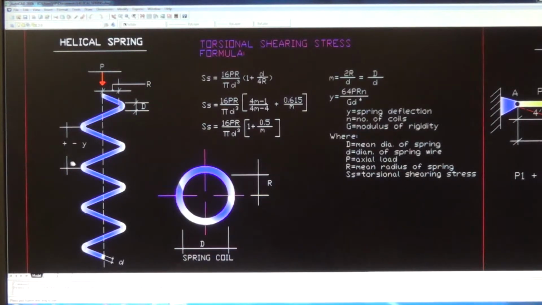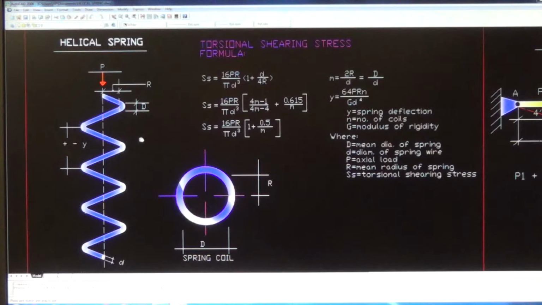Here's the helical spring. This is what the spring looks like when you're looking down, the top view of the coil. The R here is the radius, the internal radius of the coil, and D is the diameter. The Y here is the deflection of the helical spring when it's compressed, and it eventually releases the load, going back to its original position. That's why it has plus for going up and minus when it's compressed.